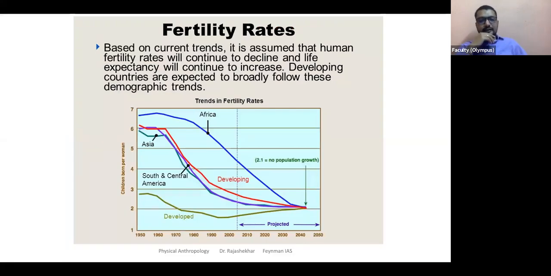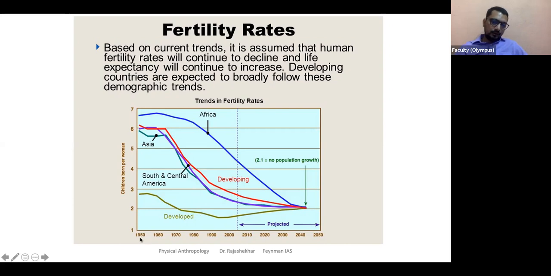Based on the current trends, it is assumed that human fertility rates will continue to decline. There is a decreasing trend in fertility rates, and life expectancy will increase. Fertility rate will decrease, life expectancy will increase. Developing countries are expected to broadly follow these demographic trends. Especially developing countries also witness this.